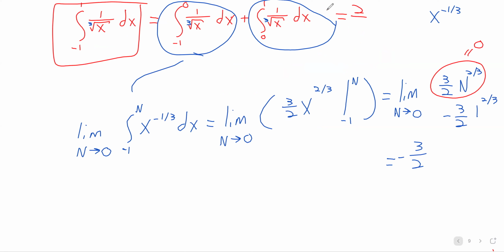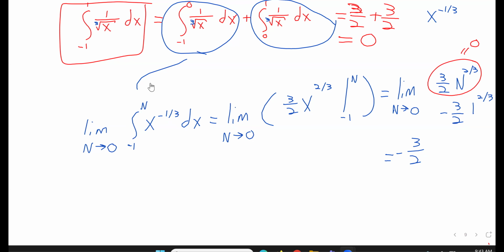Negative 3/2 plus positive 3/2 equals 0. And this makes geometric sense, if you remember how area below and area above curves work.